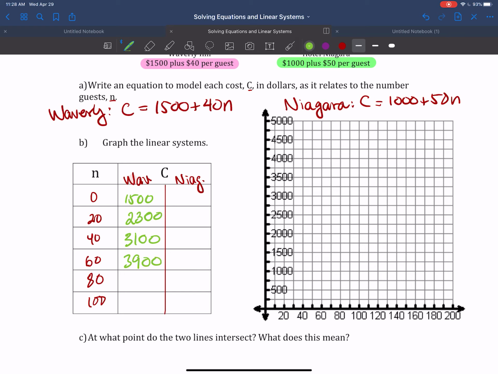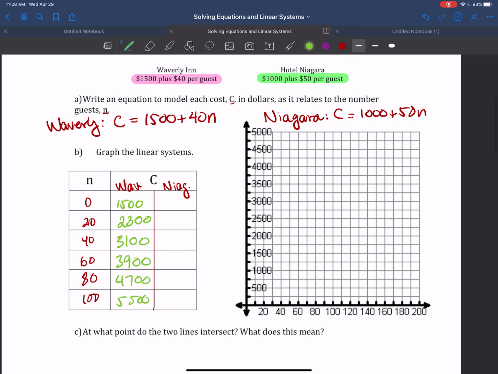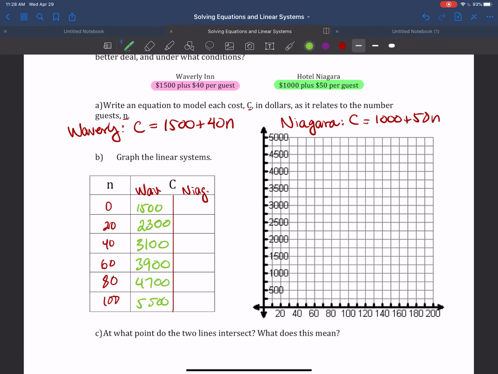Adding 800 each time. So if I add 800 again, I would get to 4,700. And we're getting close to our max, right? Their budget is 5,000. So if I add another 800, I get to $5,500, which is over their budget, but that's okay. It's good for a graph. So now let's do Niagara in purple here.